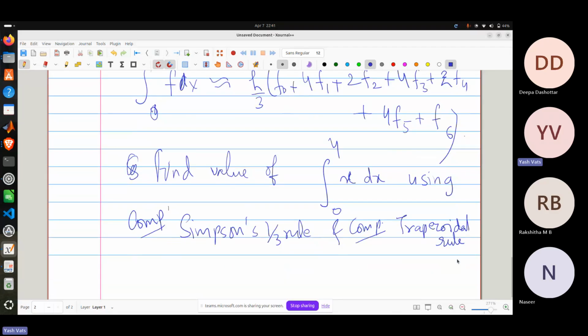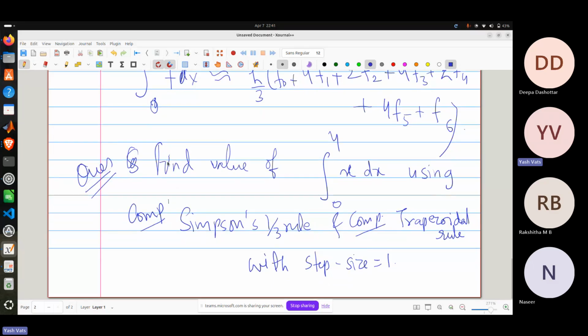With h equal to 1, with the step size, just try this and let me know the answer. I will also solve it, then we go with more questions. Okay.